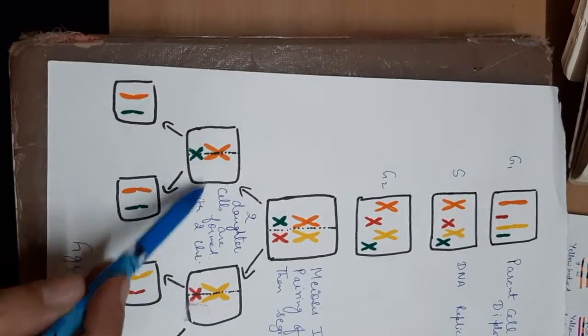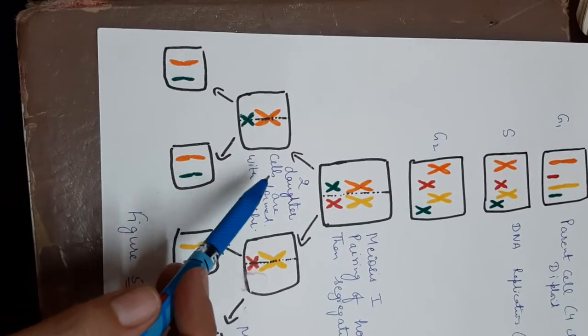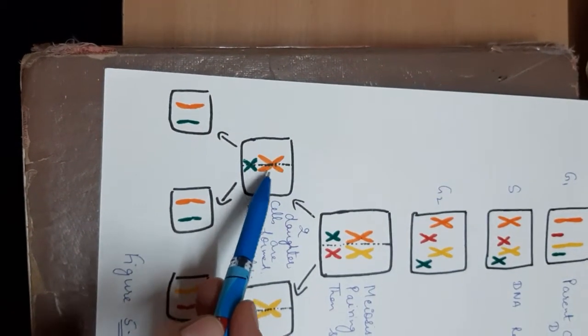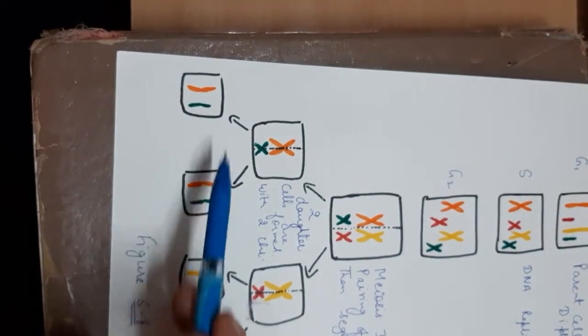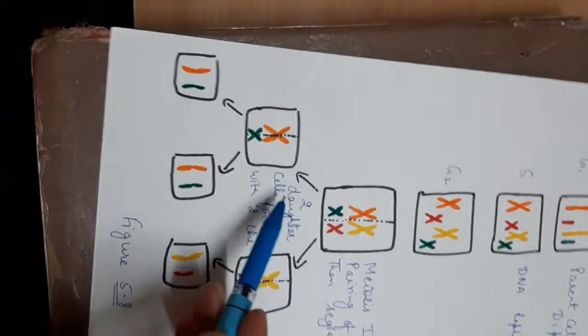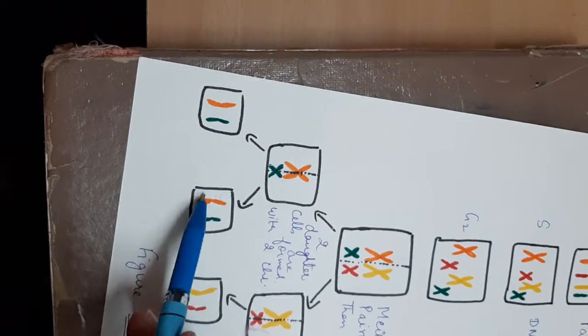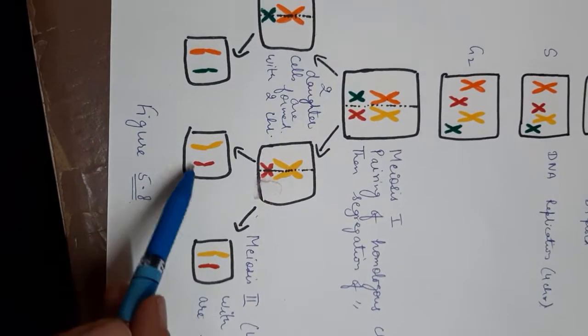Now these 2 cells will undergo meiosis 2. During meiosis 2, as you can see, this is the equatorial plane. This chromosome will now divide and its chromatids will go to the daughter cells, right? In meiosis 1, the homologous chromosomes separate from each other, and in meiosis 2, the same chromosome divides and its chromatids separate, right? So this cell will form 2 daughter cells. Similarly, this cell will also form 2 daughter cells, right?